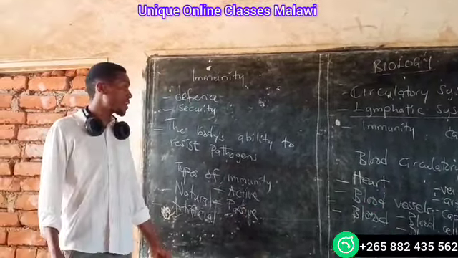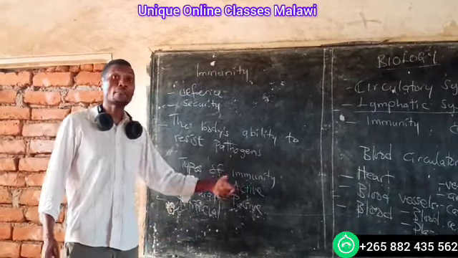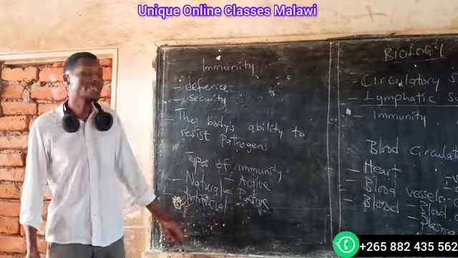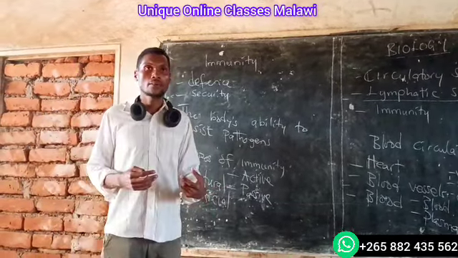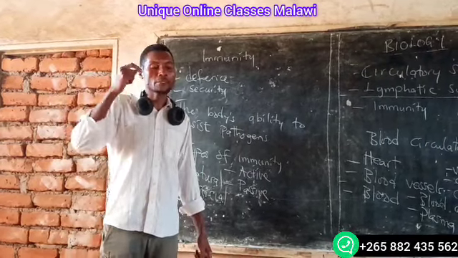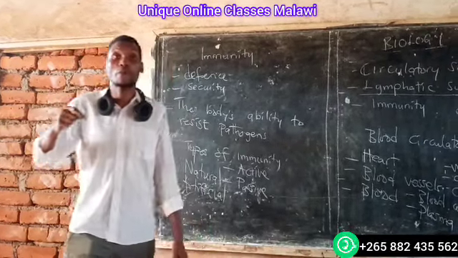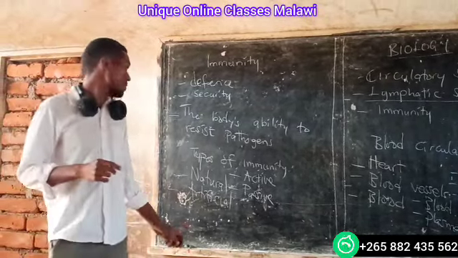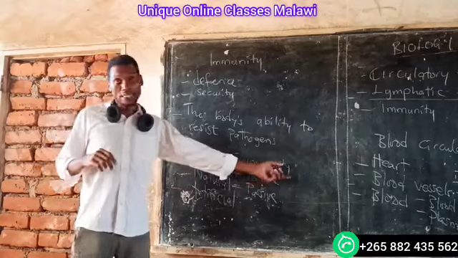So when the body is able to form antibodies naturally, it is able to fight a pathogen before it begins causing the disease. That one is natural active immunity.